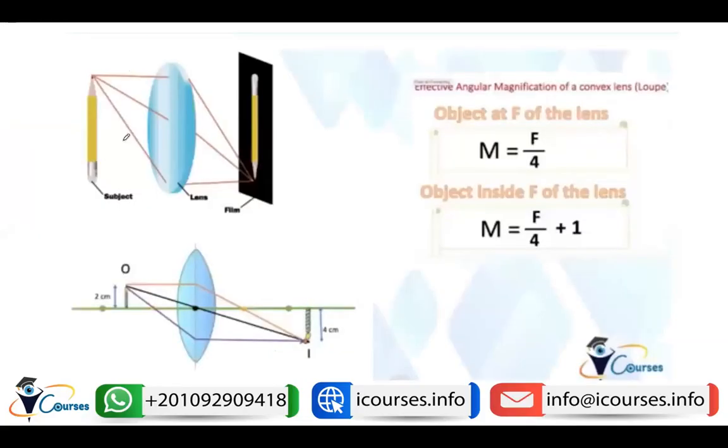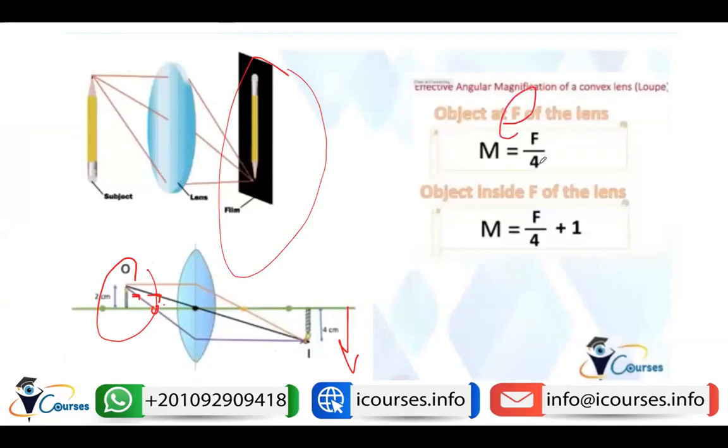So we said before that here is the object. If the object is placed beyond the anterior focal point, like this, if we are placing it more forward like this, then it will produce an inverted image here. And if the object is placed at the focal length of the lens, then the magnification will be F divided by 4. But if it is inside the focal length, then it will be F divided by 4 plus 1.